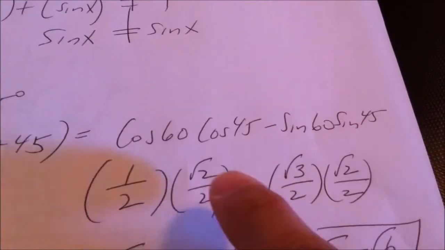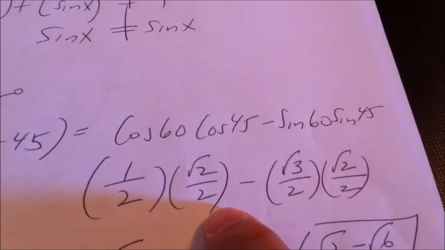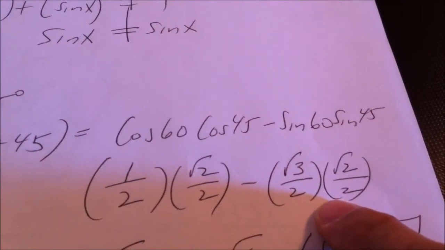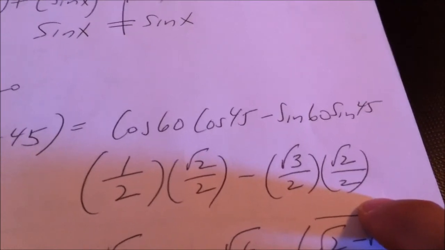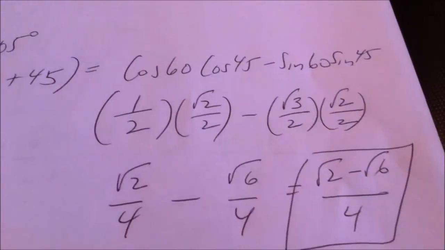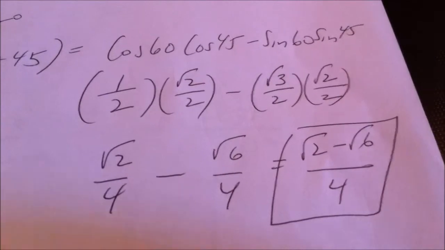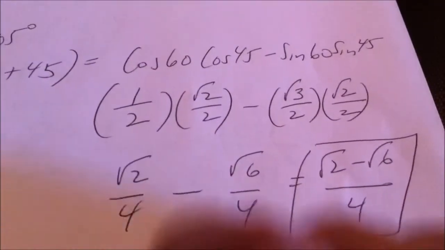Cosine of 60 is 1/2. Cosine of 45 is radical 2 over 2. The sine of 60 is radical 3 over 2. The sine of 45 is radical 2 over 2. I can't just type this into the calculator because it's irrational and they want the exact value. I'm not going to get an irrational value from the calculator. So I have to do my old-fashioned multiplication.